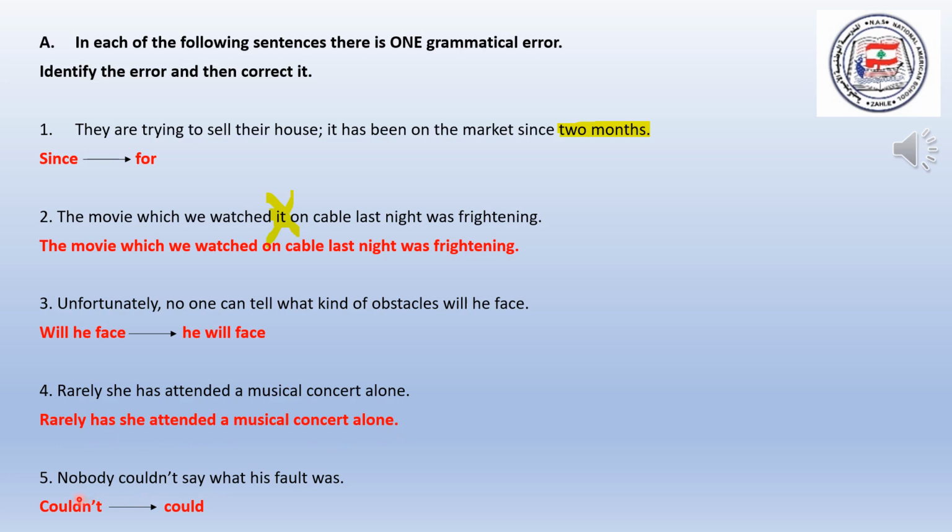Sentence number 5, nobody couldn't say what his fault was. So in sentence number 5, we are actually going to change couldn't into could, because as we know, we cannot use two negatives in the same sentence. Avoid using double negatives in the same sentence.